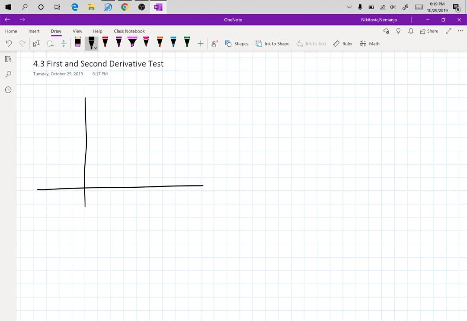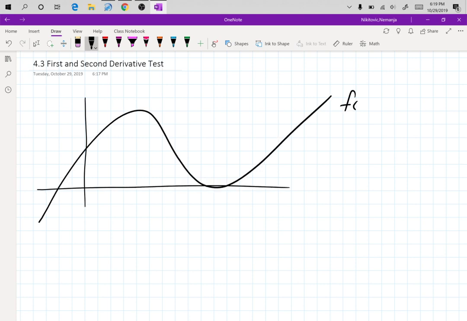If you have some function f of x, we already know how to use limits to come up with asymptotes and end behavior. Those are pre-calculus concepts which we use the limit for to make them concrete. So tonight, we are going to talk about a couple of things.